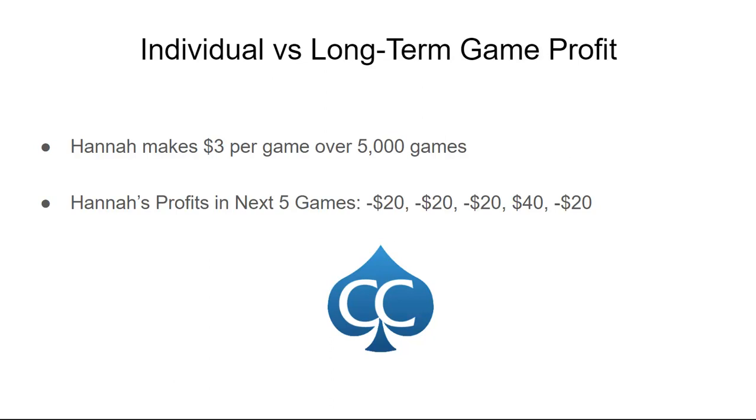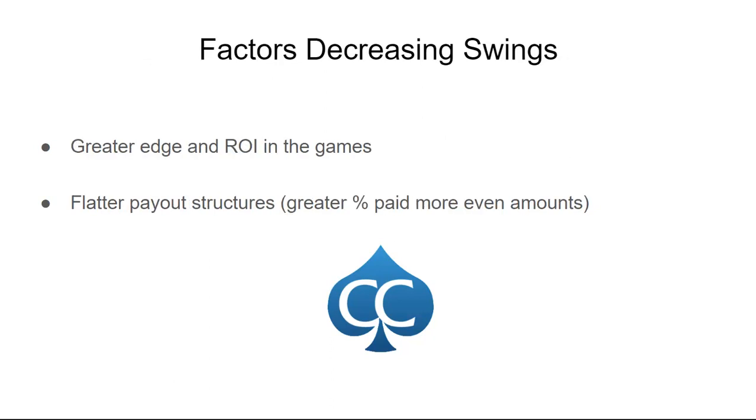Now she's going to play another 5 games. So 5 games is a very small sample, and what happens over those 5 games is she loses the $20, she loses the $20, and that happens 3 times. And then she has a min cash for $40, and loses the $20 again. So over that 5-game sample, she's down $40. So there's a huge difference between how much you make or lose per game in the long run versus what's going to happen in any given short session.